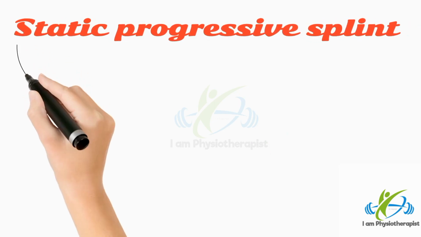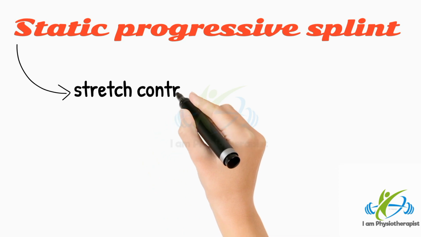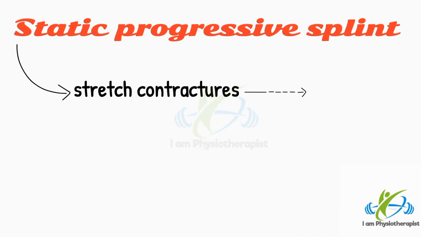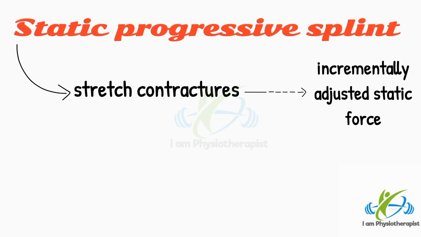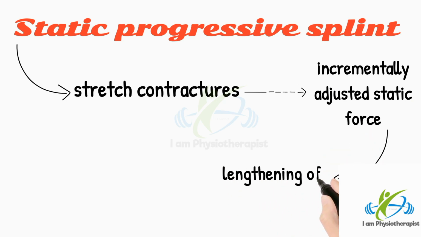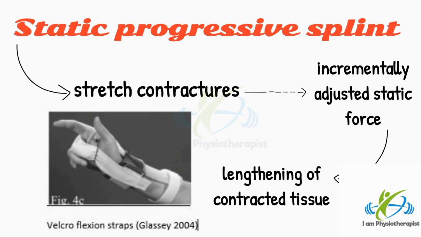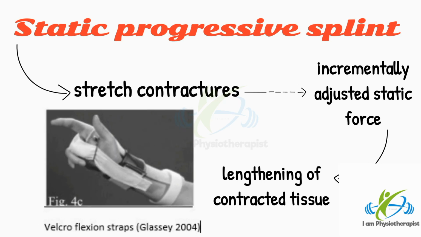Static progressive splint. It is a device designed to stretch contractures through the application of incrementally adjusted static force to promote lengthening of contracted tissue. There are various types of static progressive splints available, depending on the area affected. One such static progressive splint is a finger flexion strap splint. This type of splint is used in the treatment of metacarpophalangeal extension contractures.